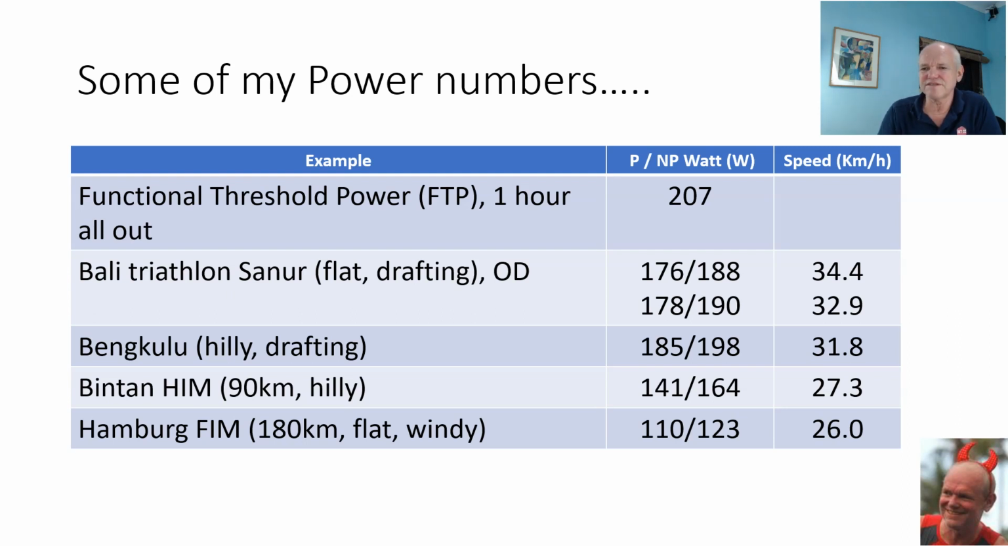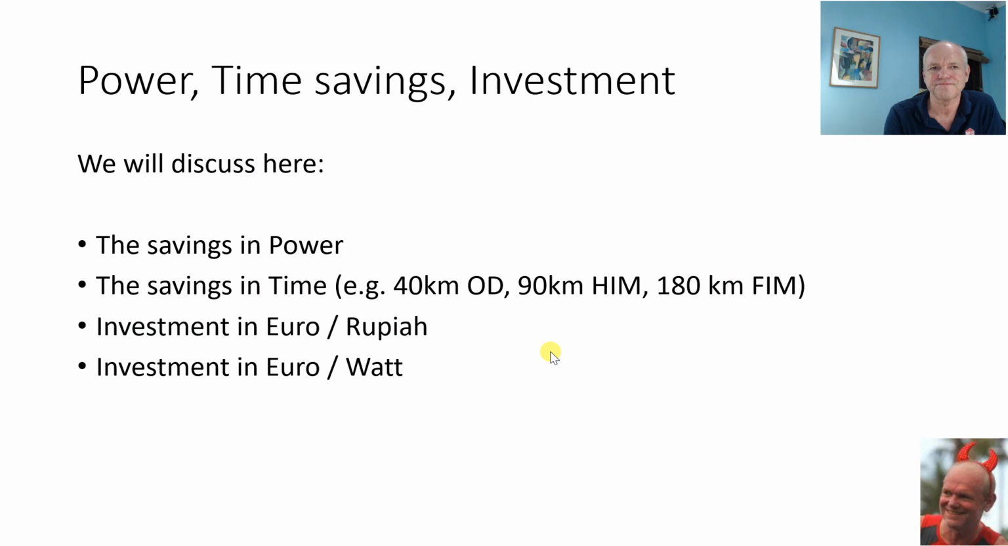We later on discuss, here you can save 5 watt or 10 or 20 or 1 watt, so you can see where that is. What we will discuss later on is how much saving you can achieve in terms of power. Then we make some calculations in time. That means for 40 kilometers, which is equivalent to Olympic distance, 90 kilometers, half Ironman, and 180 full Ironman. Then we will discuss the investment in euro, or you can calculate it also into rupiah with 16,000 at the moment. And then I will also always calculate how much euro you have to spend for 1 watt in saving, so that you can see where you can invest with the highest effectivity.